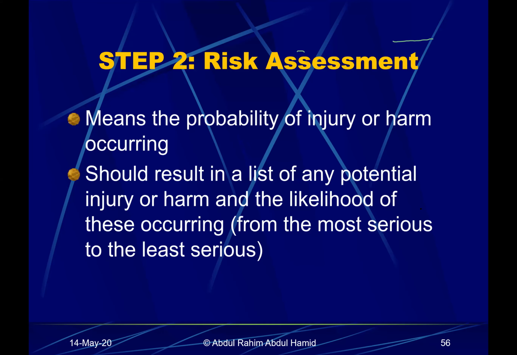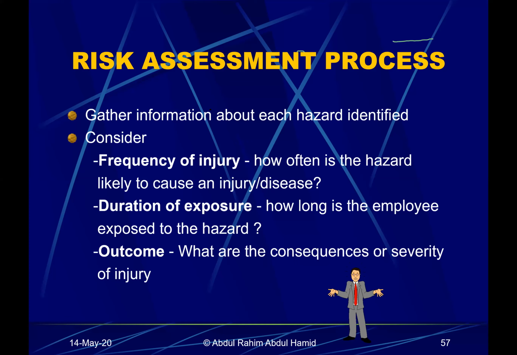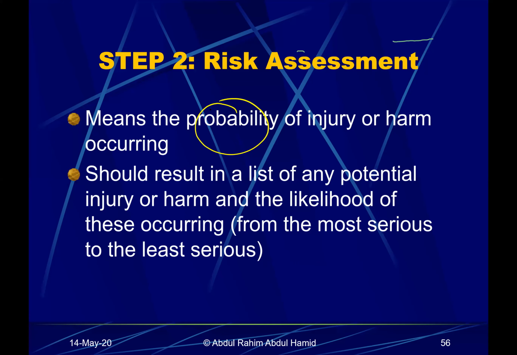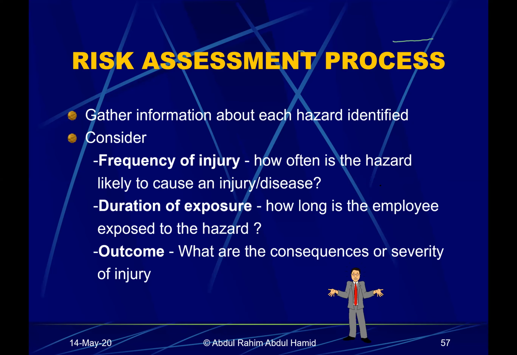Then step number 2, risk assessment. Okay, risk assessment. How do we assess risk? Remember, there are 2 dimensions with regard to risk. One is what we call probability, and then another one is the severity. Okay, probability of accident happening, and then when those things happen, how serious? There are two dimensions of the risk, meaning to say risk can be calculated.